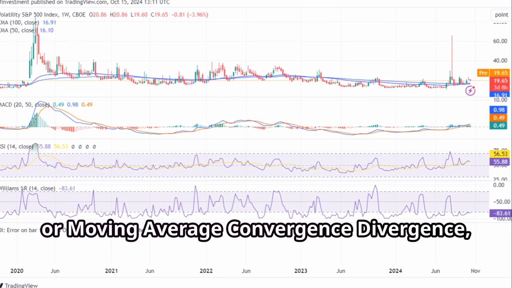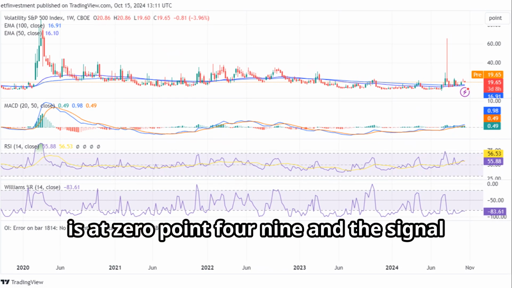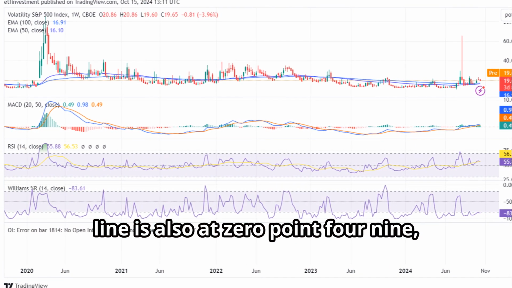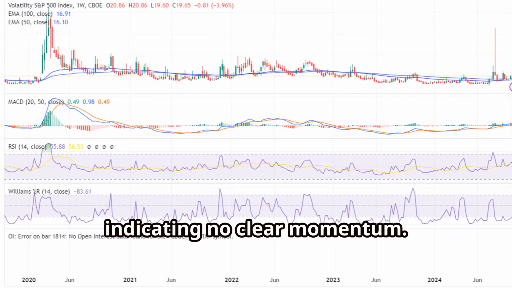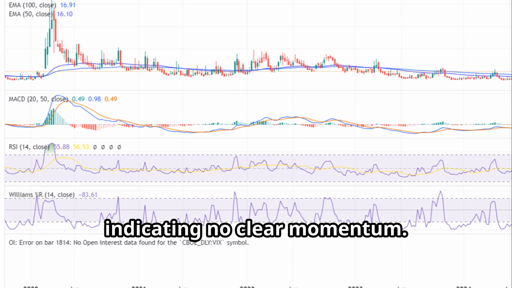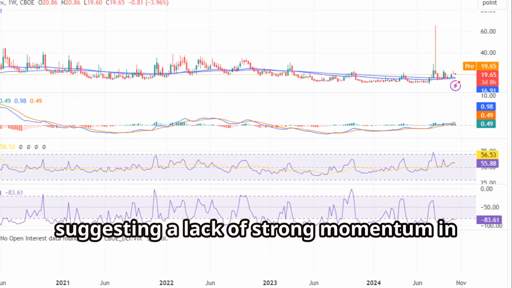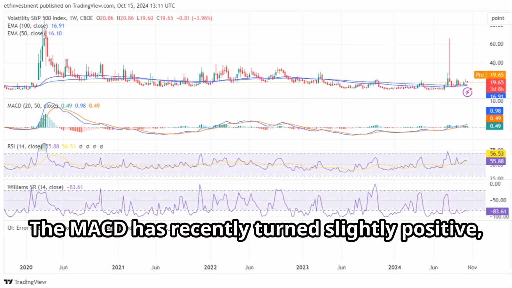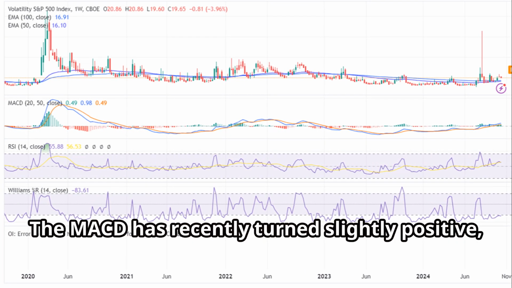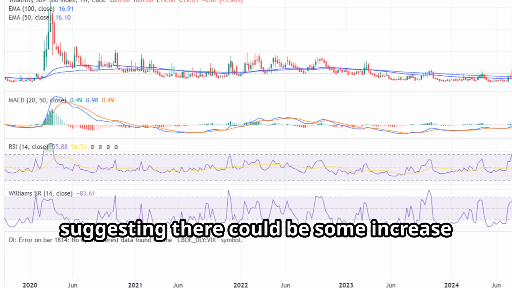MACD, or Moving Average Convergence Divergence, is at 0.49, and the signal line is also at 0.49, indicating no clear momentum. The histogram shows very small bars, suggesting a lack of strong momentum in either direction. The MACD has recently turned slightly positive, suggesting there could be some increase in volatility.